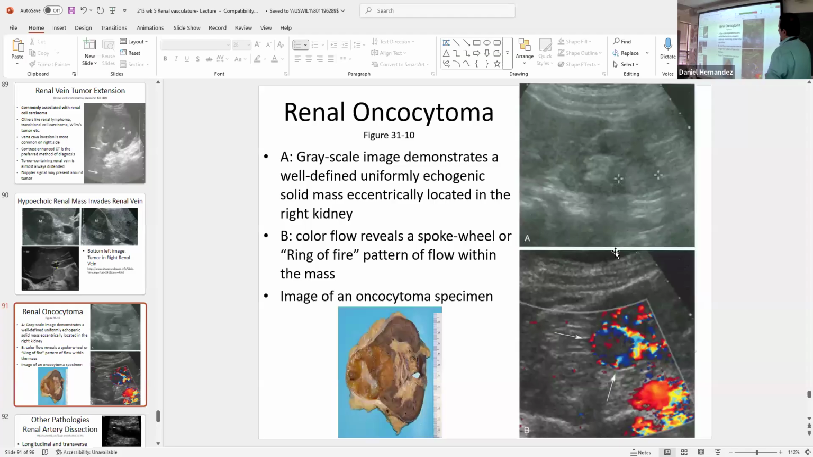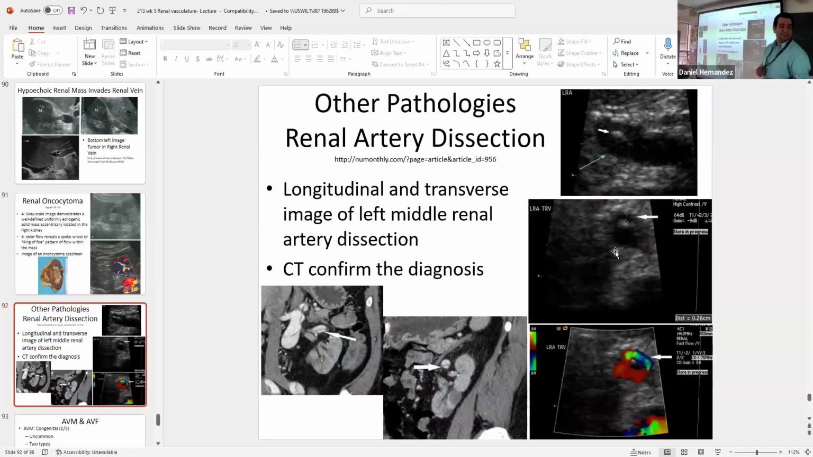Oncocytoma. So this grayscale image just demonstrates a well-defined, uniform, echogenic solid mass in the right kidney. It had a distinctive flow pattern. They refer to it like a spoked wheel or ring of fire pattern seen within this mass. So the vascularity was surrounding the periphery of it. It's just another renal mass to familiarize yourself with.